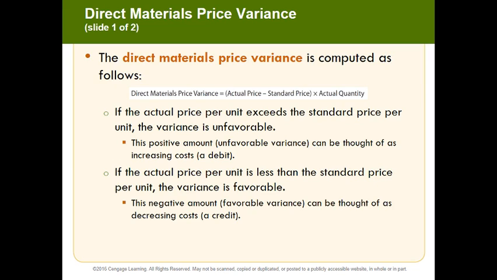If the actual price per unit exceeds the standard price per unit, the variance is deemed unfavorable. This positive number or unfavorable variance can be thought of as an increase in cost, a debit, a cost overrun. If the actual price per unit is actually less than the standard price per unit, the variance is deemed to be favorable. This negative amount or favorable variance can be thought of as a cost savings, a decrease in costs. A decrease in costs is a credit on your income statement.